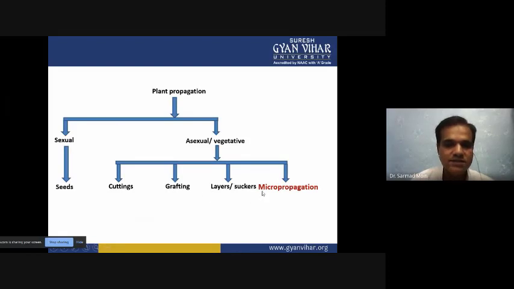Then there are layers and suckers, and mainly the Poaceae family does this type of reproduction. Through these suckers they can propagate and generate new plants. Then another method, micropropagation, is also a type of propagation method. Through this method, we take a micro portion of the plant material into in vitro condition and place it on media, and through this media we can propagate it. Using a micro-diameter part of the plant, we can propagate.